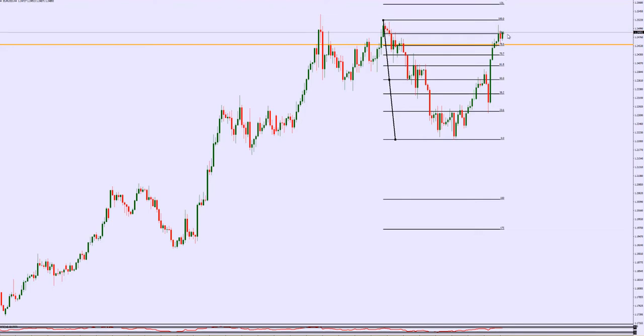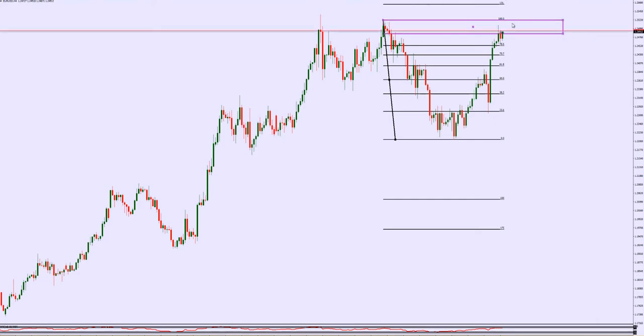We're looking for a potential bat pattern to develop, and you can see the 886. So this area right here starts to become our sell zone. That's what we're looking for in a bat pattern to be our potential opportunity to get involved in a trade in this zone. So we want to be looking at that.